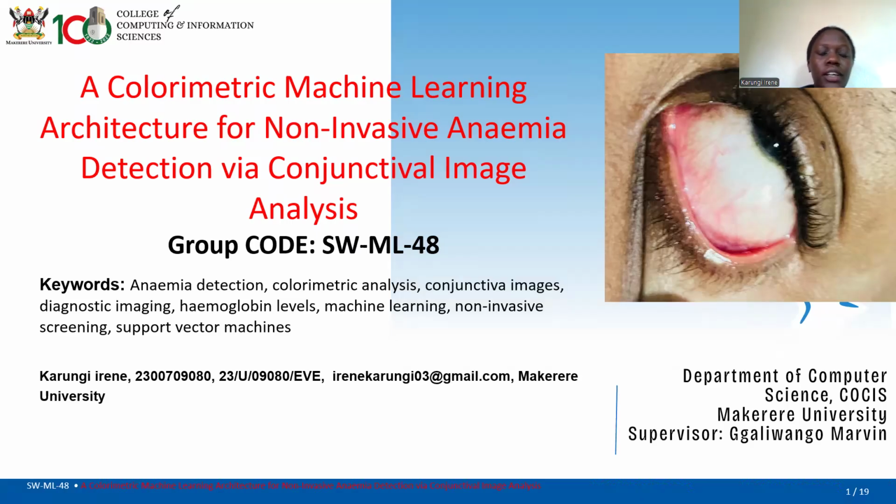Hi everyone, I'm Karunj Irene from Group 48, and I'm going to take you through our project, which is a colorimetric machine learning architecture for non-invasive anemia detection through conjunctiva image analysis. Those are the keywords of our project, where we have anemia detection, colorimetric analysis, conjunctiva images, diagnostic imaging, hemoglobin levels, machine learning, non-invasive screening, and support vector machines.